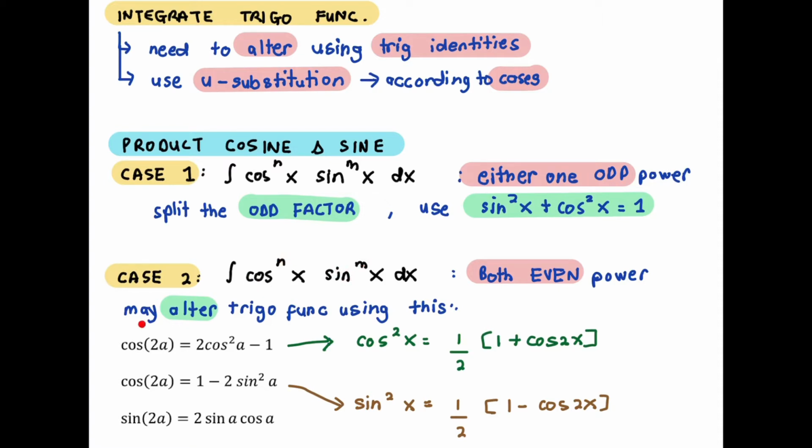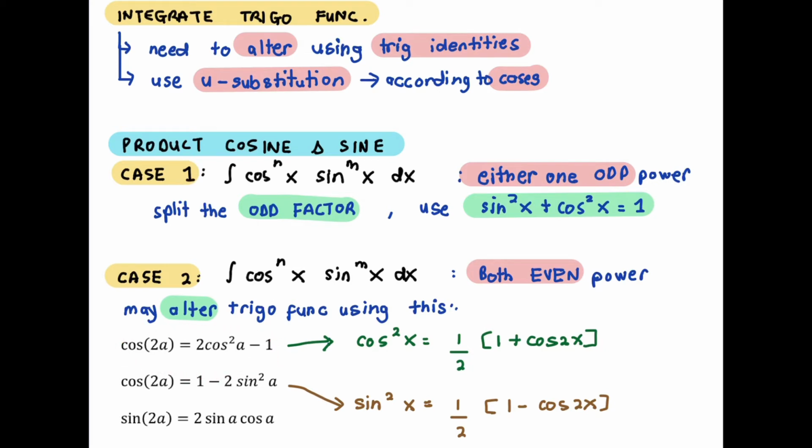We may alter the trig functions using this formula. You have this formula in your formula list. From this, let's focus on this equation here, cos squared A. Let's rearrange: cos squared x is equal to 1 over 2 in bracket 1 plus cos 2x. No need to memorize this. You can just alter this from trigonometric identities.